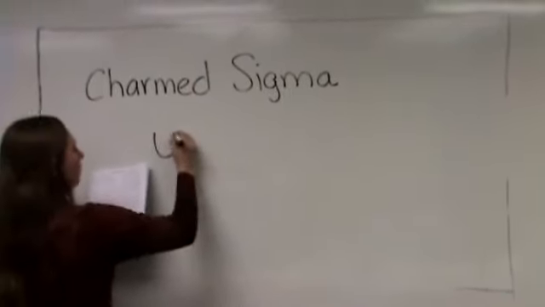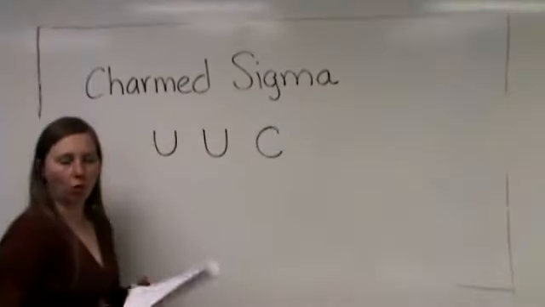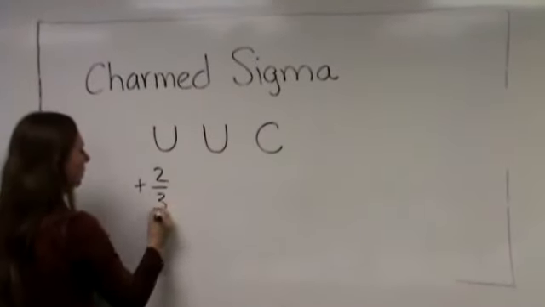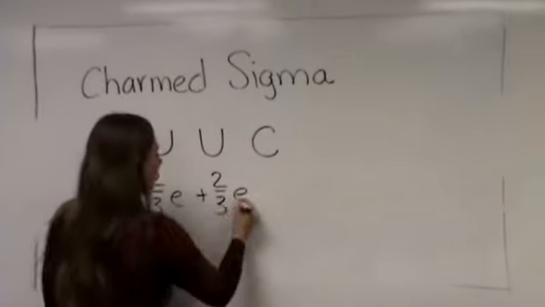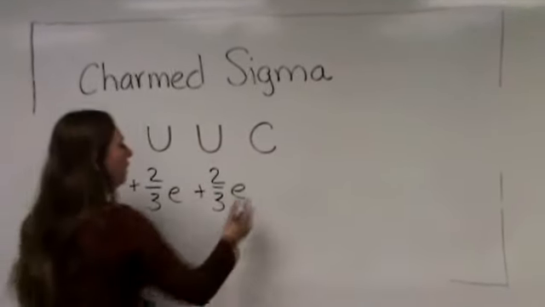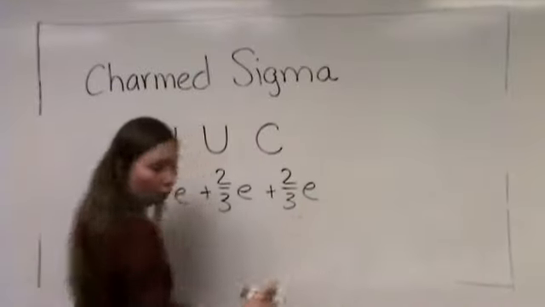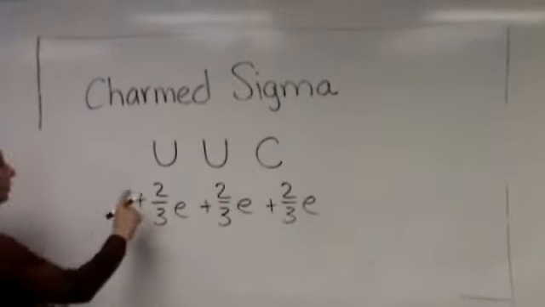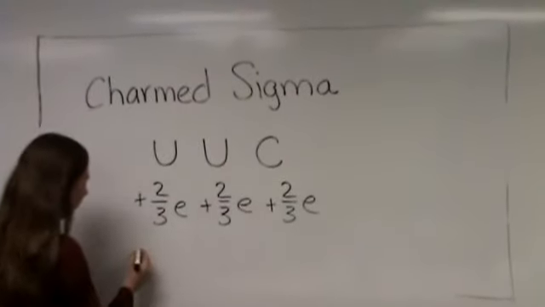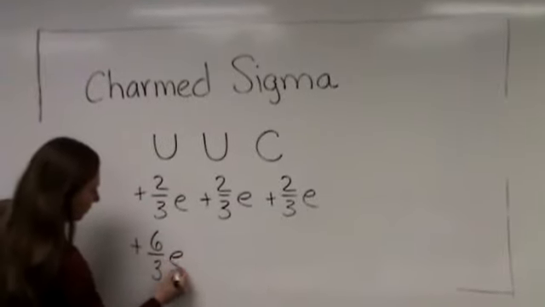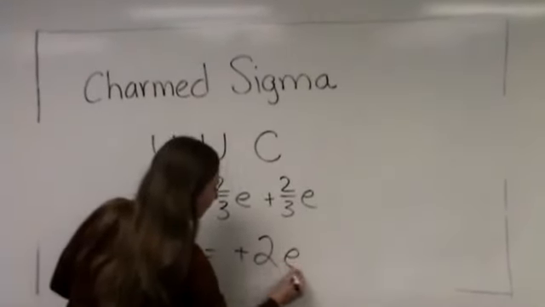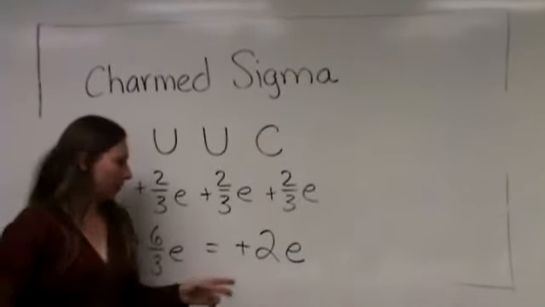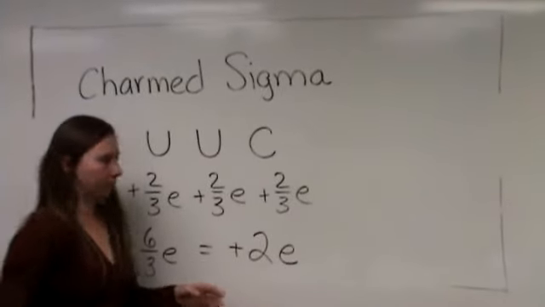All right, we've got an up quark, and a charm quark. Let's add it all up and see what the total charge is. Positive 2/3 e, positive 2/3 e, and the charm quark is also positive 2/3 e. Look it up on your reference table. Add these all up. 2 plus 2 plus 2 over 3 would be positive 6/3. That's positive 2 e. So, the total charge of the charmed sigma is positive 2 e.